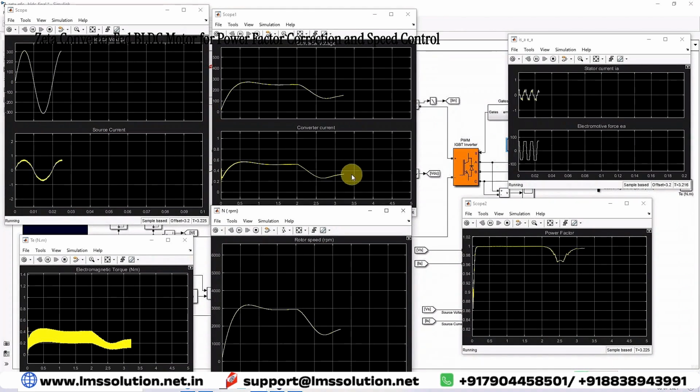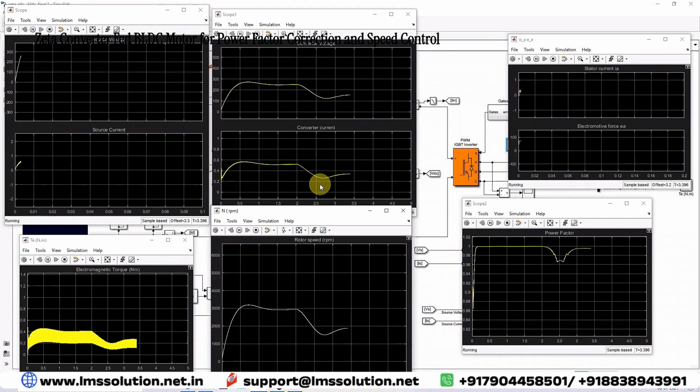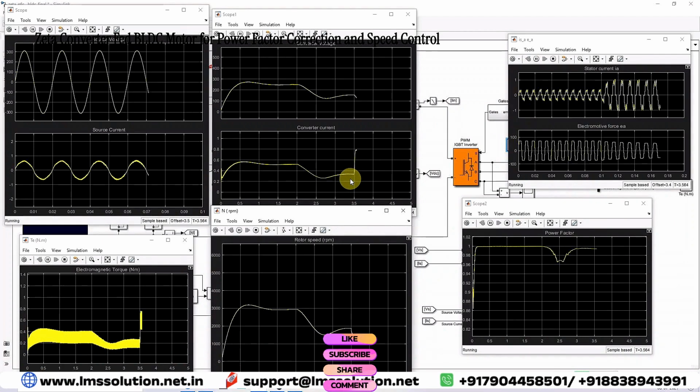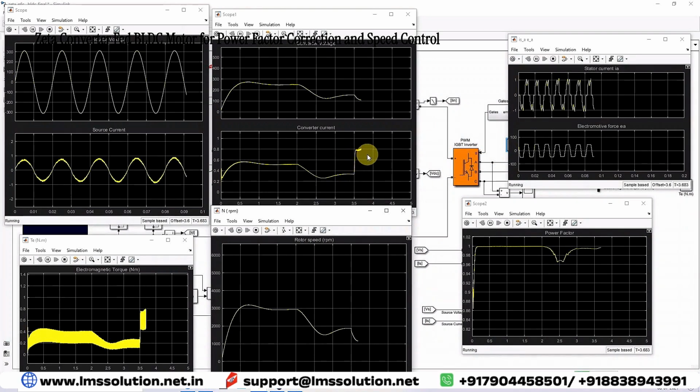Now after 3.4 seconds, we are going to change the load from 0 Newton meter to 0.5 Newton meter. We check the result after changing the load condition. What happens to the power factor and the source current, everything you have to check after 3.5 seconds. Now the load is changed from 0 to 0.5 Newton meter. Now we can see that because of changing the load on the BLDC motor, the current of the converter changes from 0.3 amps to 0.8 amps.